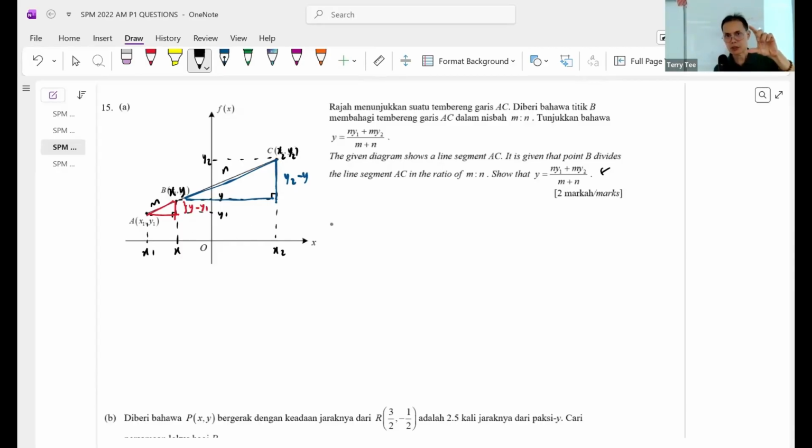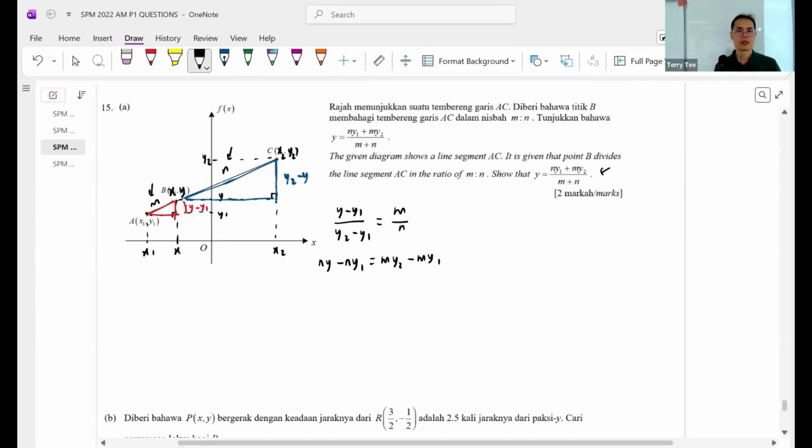Maybe I start with the small one. The y minus y1, if you take the corresponding side, which is y2 minus y, I divide them. You take the smaller one, the ratio is m. The larger one, what's the ratio? The ratio is n. You're supposed to show that y equals to this. So let's cross multiply. ny minus ny1 equals to my2 minus my1. Okay, sorry, I think I wrote this wrongly. Sorry, this is y2 minus y. I wrote this wrong. y2 minus y. So we are supposed to find what? We're supposed to find y.